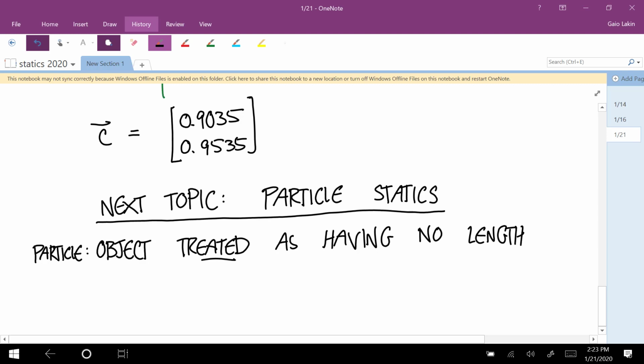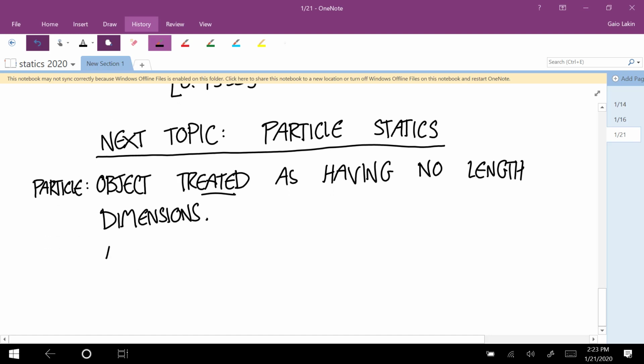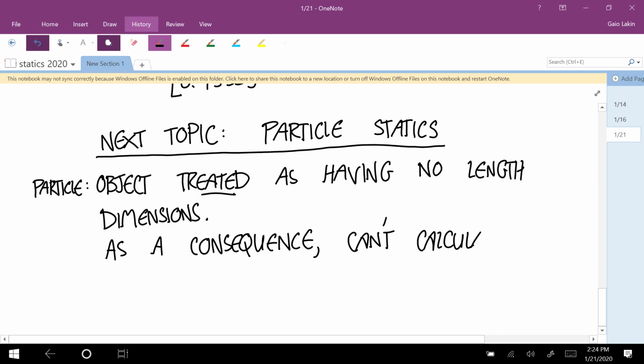There's an important consequence of it having no length dimensions. With something with no length dimensions, you can't tell the top from the bottom, the side from the side. So for things that you treat as particles, you can't deal with their orientation at all. You can't tell whether it's facing this way or that way. So as a consequence, you can't calculate its orientation.